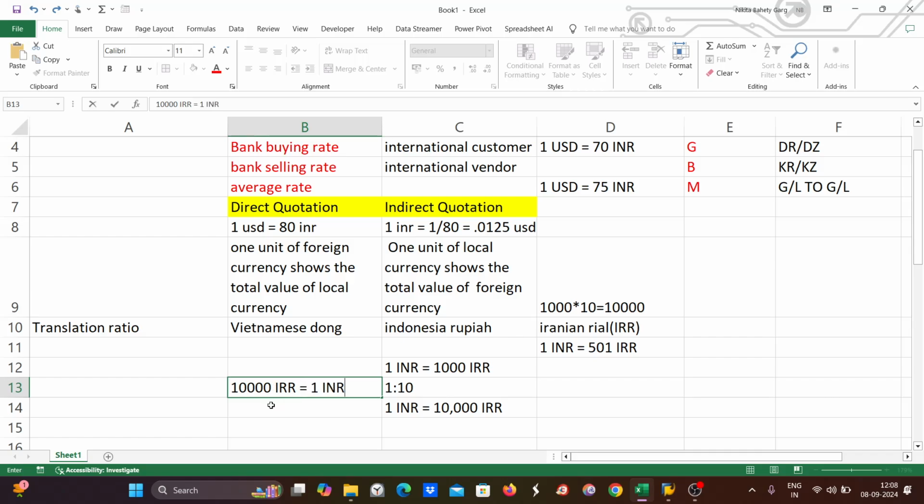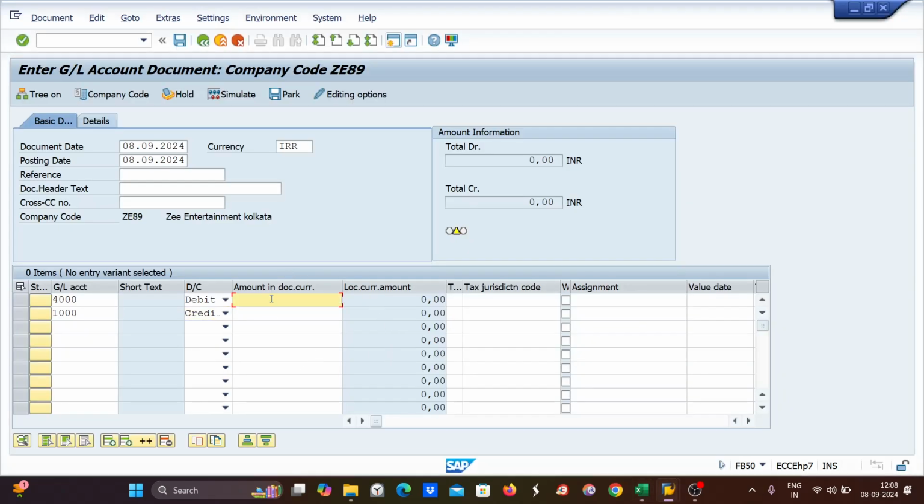So in case I take 40,000 IRR, I'm just taking an example to show you whether it triggers the exchange rate or not, right? So 40,000 IRR will be what? 4 INR, correct? It should be in the local currency. So if I write down here 40,000, it is supposed to trigger the rate which I have maintained just now. Let's see whether it comes with 4 or not. Just press enter. Can you see here 4?